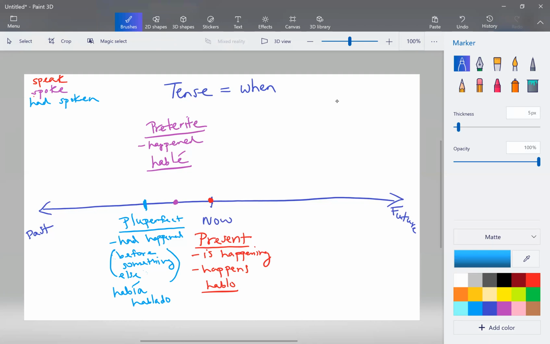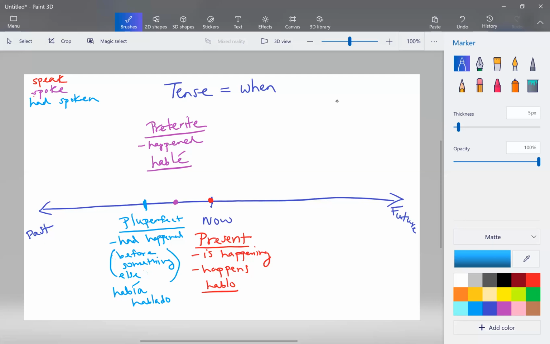All right, what else? What other tenses do we have? The subjunctive? Yes, the subjunctive. We're going to put that by itself. So let's wait on that one. What else do we have?